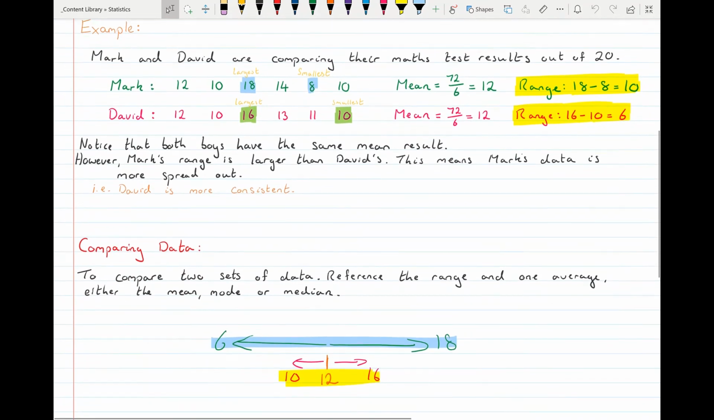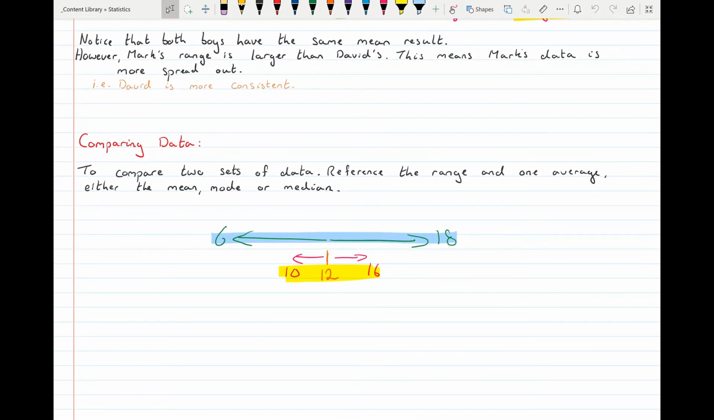So if we were to draw that, it might look like this, where if 12 was in the centre, then David's goes from 10 to 16, whereas Mark's goes all the way from 6 to 18. So you can see how it is more spread out. And that's what the range is a measure of, variability and spread.